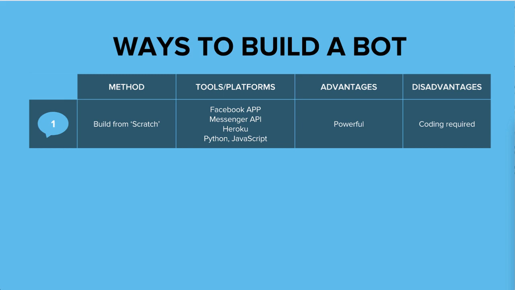So the first way to build a bot, you can build a chatbot from scratch. What this would mean on the Facebook platform is building a Facebook app. You'd be using the Facebook Messenger API. You'd be hosting your bot on a web app hosting service such as Heroku, and you'd be using a couple of languages like Python and JavaScript to communicate between those pieces and to pull the entire experience together.